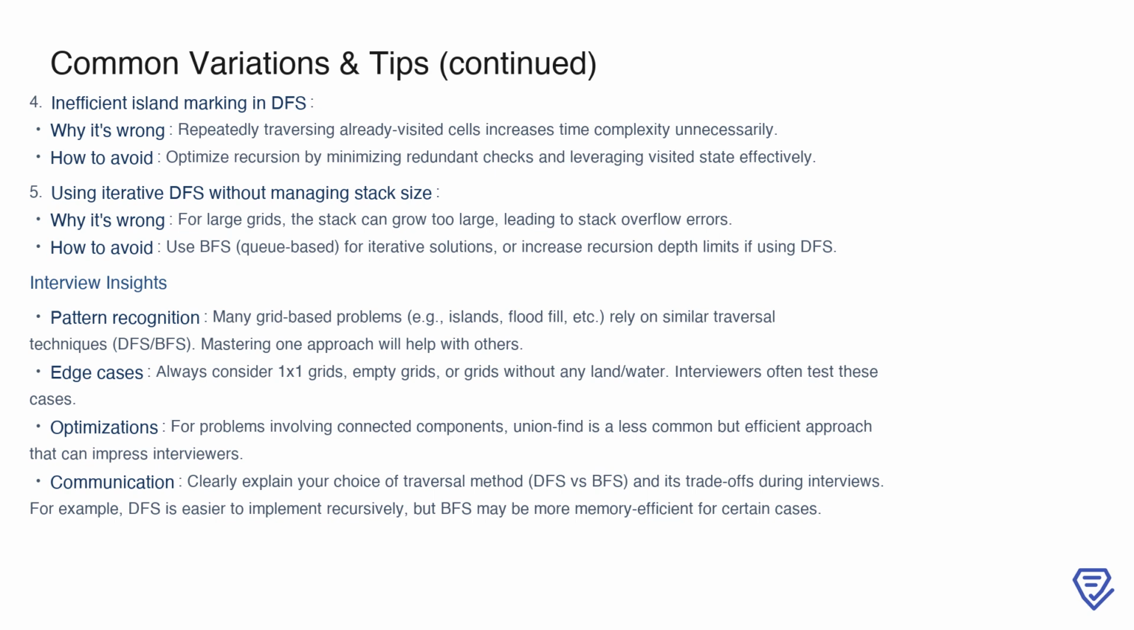If you repeatedly traverse cells that have already been visited, you're unnecessarily increasing time complexity. A better approach is to optimize your recursion by leveraging the visited state effectively to minimize redundant checks. Another issue arises when using iterative DFS without managing the stack size. For example, in large grids, the stack can grow excessively, leading to stack overflow errors. In such cases, it's often better to use a queue-based BFS for an iterative solution, as it avoids stack limitations. Alternatively, if you're committed to DFS, you might need to adjust recursion depth limits to handle larger grids.